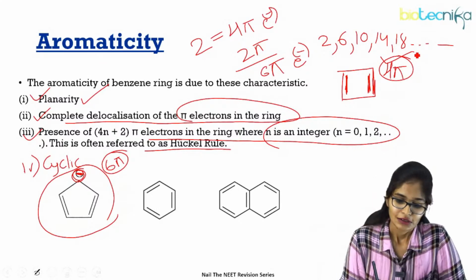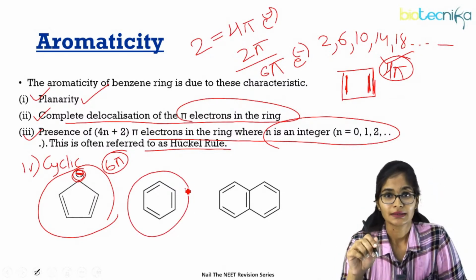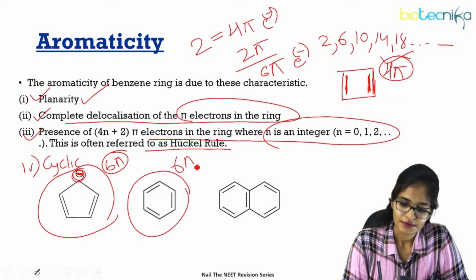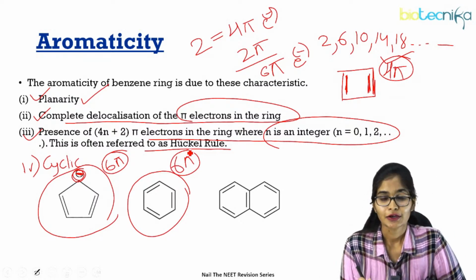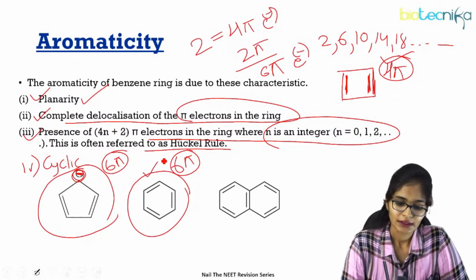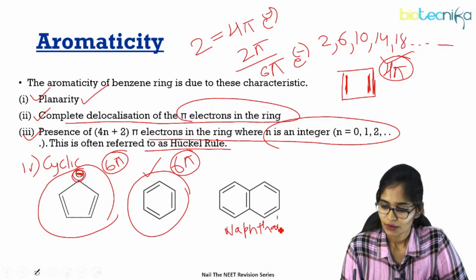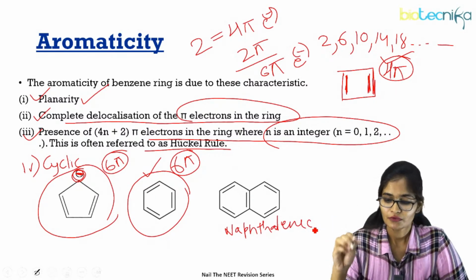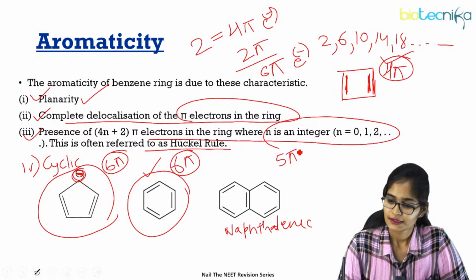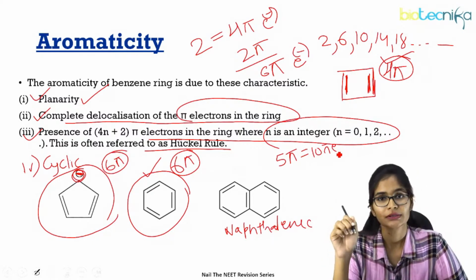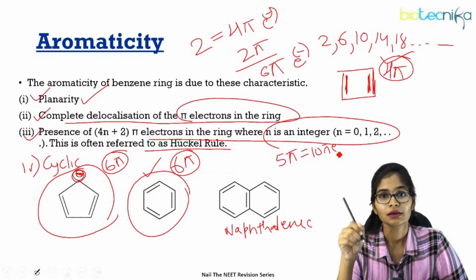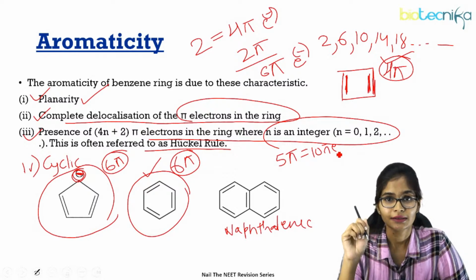Now coming to the second example, benzene has 6 pi electrons in it. If it has 6 pi electrons, then we can say it is aromatic in nature. And the third compound is naphthalene. How many electrons does it have? You have 5 pi bonds, which means 10 pi electrons overall. So 5 pi bonds, 10 pi electrons, then it obeys Huckel's rule and it is aromatic in nature.